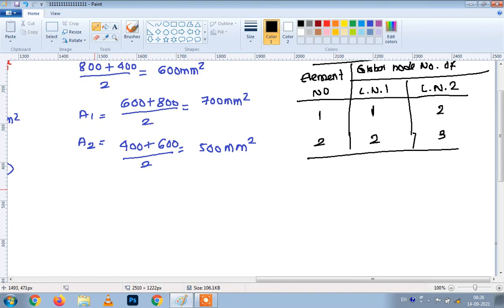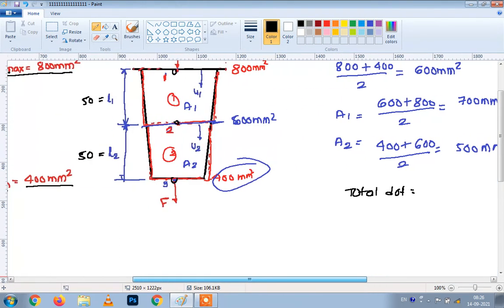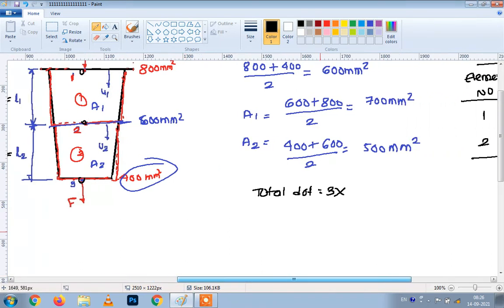Now we will find out the total degree of freedom for this given structure. How to find out total degree of freedom? Number of nodes are 1, 2, 3, so number of nodes is 3, into the degree of freedom per node. As it is a 1D problem, degree of freedom per node is 1. So 3 into 1 is equal to 3 is our total degree of freedom.